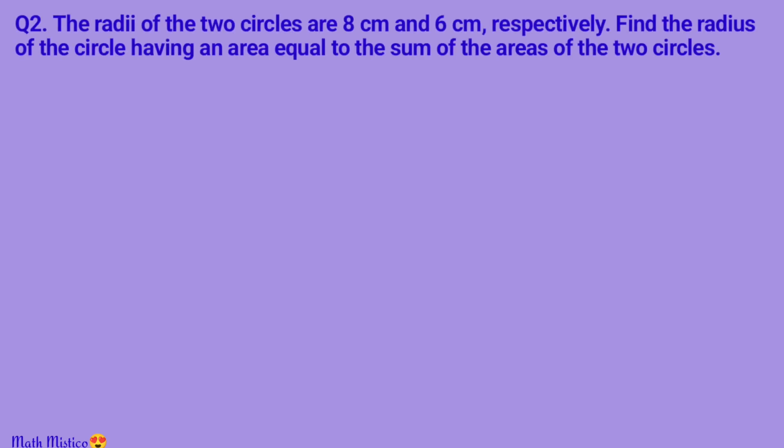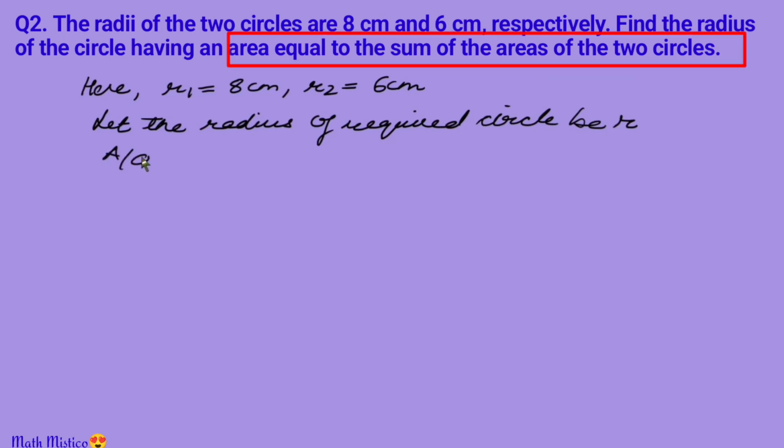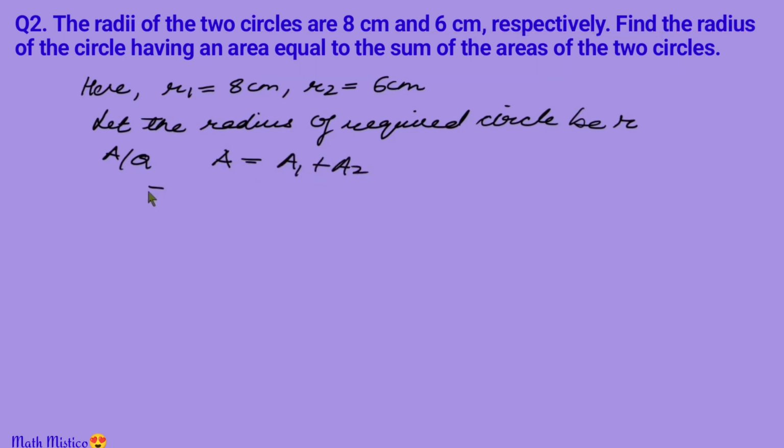Let's try this problem now. Let the radii be denoted by R1 equal to 8 centimeter and R2 equal to 6 centimeter and R be the required radius. As the statement here says that the area of the required circle is the sum of the other two areas, we get the equation A is equal to A1 plus A2. Replacing by the formula of area, pi R square is equal to pi R1 square plus pi R2 square.